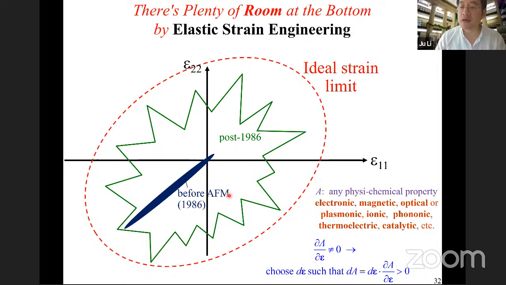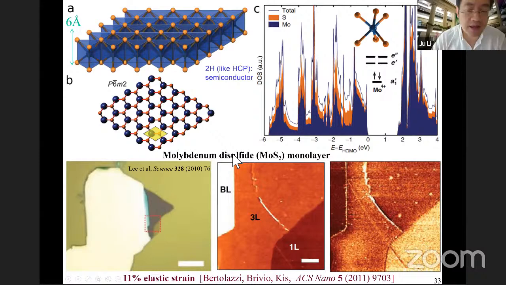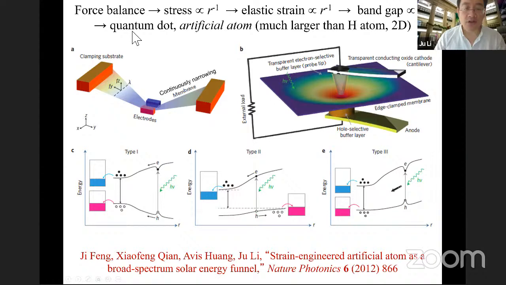I'm going to start with a two-dimensional material, which is a molybdenum disulfide monolayer. This was already shown to be able to sustain up to 11% tensile strain pretty much indefinitely, at least for a few months. In 2012, we saw that if you pick a triangular 2D material, you clamp the boundary and you pull in the middle, you're going to have a tensile stretching force.